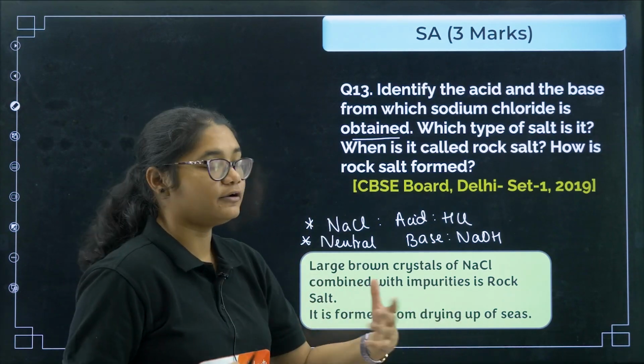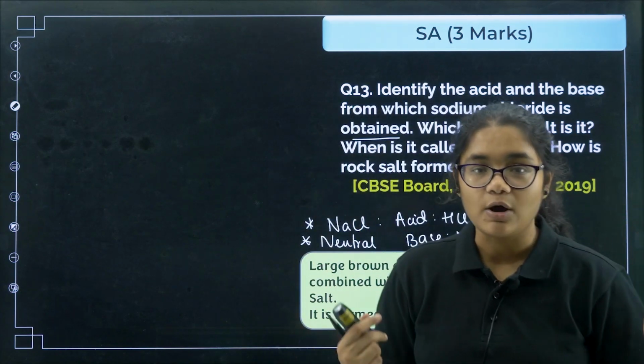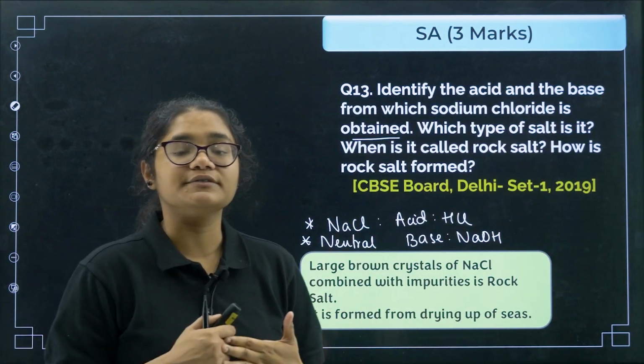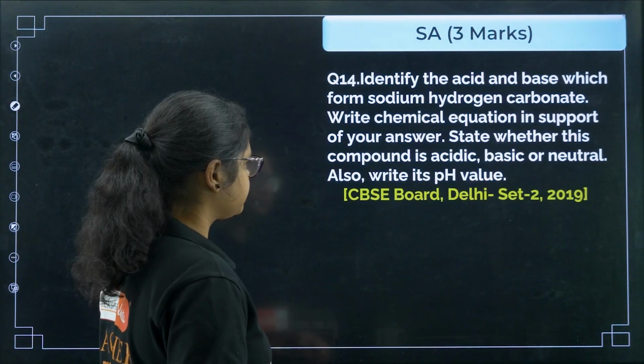It is obtained from the drying up of seas. When large seas dry up, brown crystals are formed and these are called rock salt, and these are brown because of impurities.